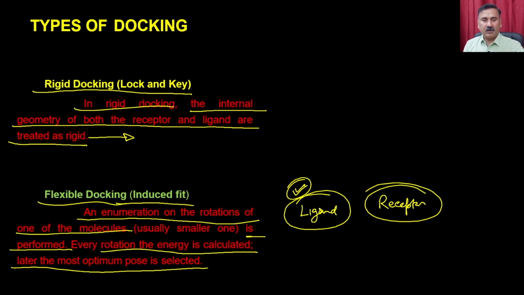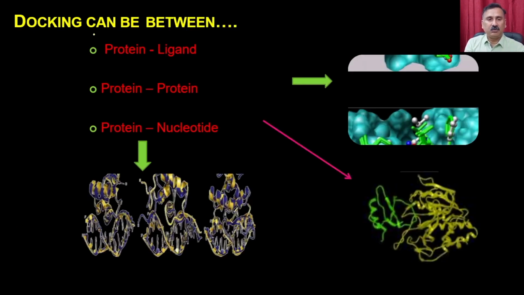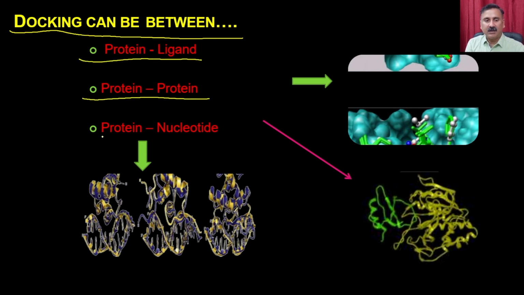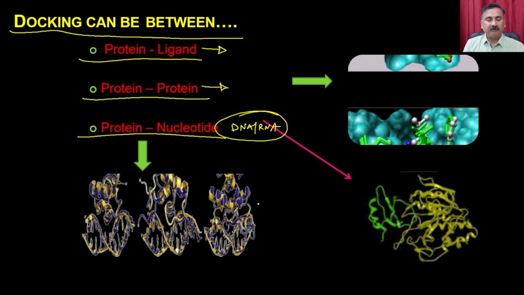Now, as far as docking is concerned, you can do docking between different pairs. You can do protein ligand docking, you can do protein protein docking, and you can do protein nucleotide, or I'll say DNA or RNA docking. So this is protein DNA RNA docking. Any of these pairs can be used and studied in docking experiments.